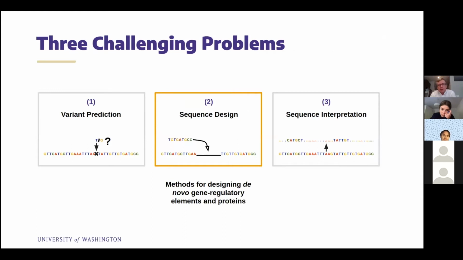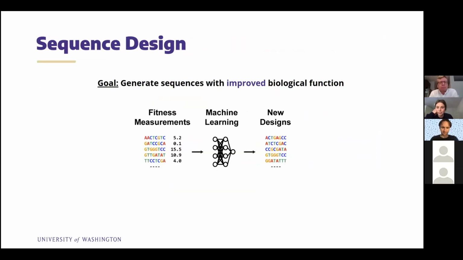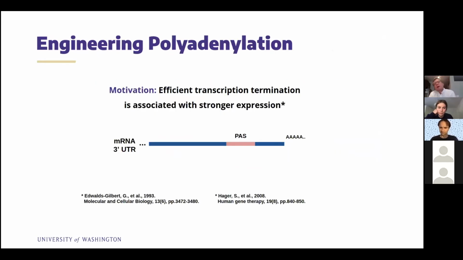So now let's switch gears and jump into methods for designing de novo gene regulatory sequences and proteins using these sequence predictive models as a guide. So the goal in computational sequence design is to generate sequences with improved biological function, given some initial measured data. And the running example that I'm going to use in this presentation is to engineer improved polyadenylation sequences.